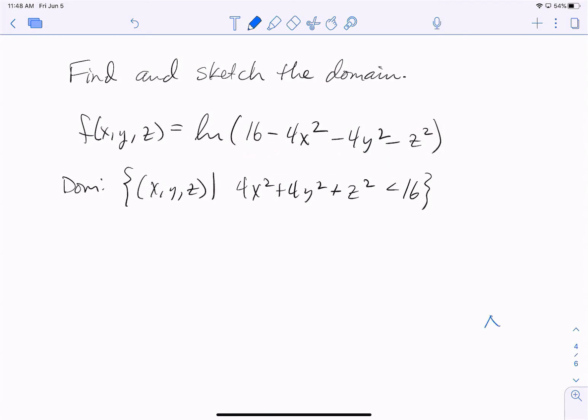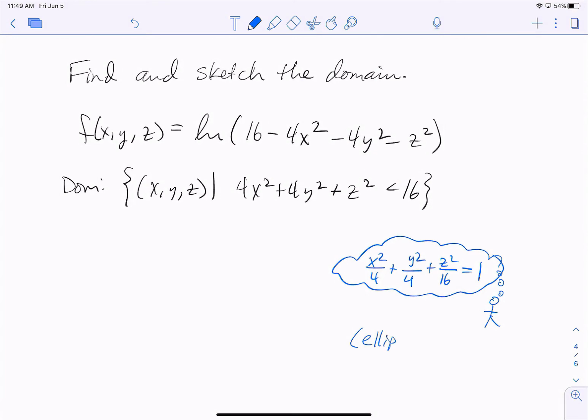As far as sketching the domain, what I would be thinking about is if we turn the inequality into an equation and divide by 16, then we end up with x squared over 4 plus y squared over 4 plus z squared over 16 is equal to 1, which we recognize to be an ellipsoid. So to represent the domain, we're going to draw an ellipsoid.